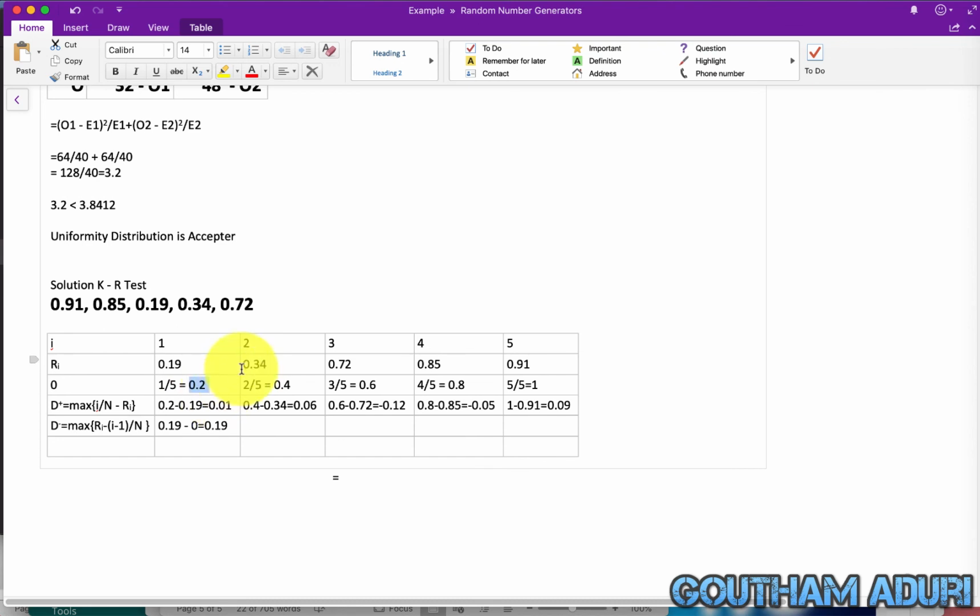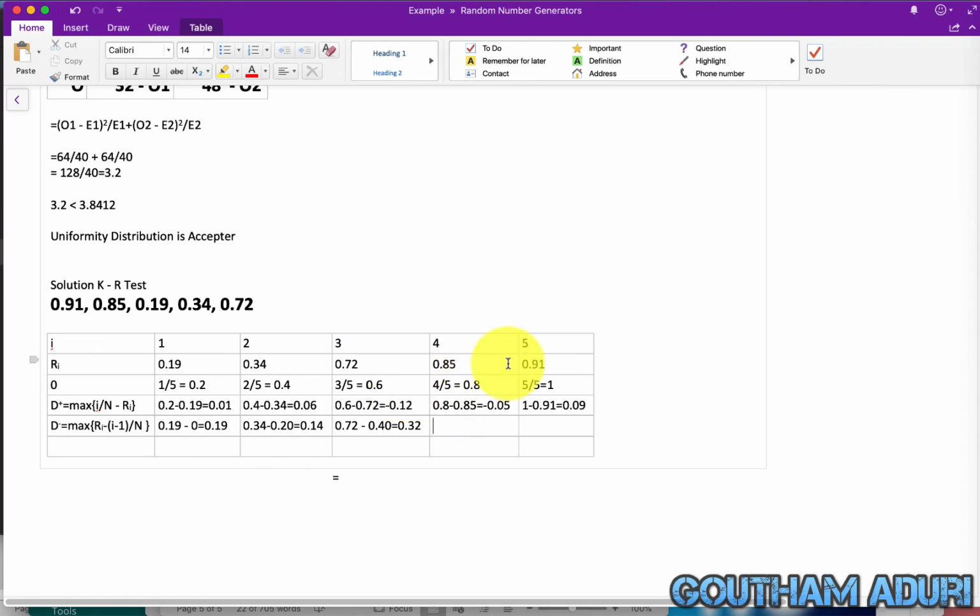Just check this in cross order, you can find this. So 0.34 minus 0.20. Next 0.72 minus 0.4. Next 0.85 minus 0.60. Then 0.91 minus 0.8. Okay. Now from this I have to calculate D minus and D plus.